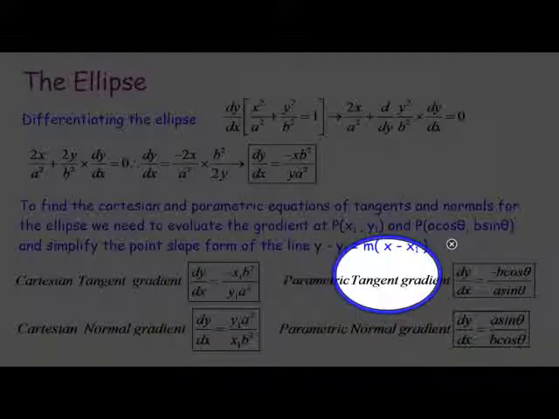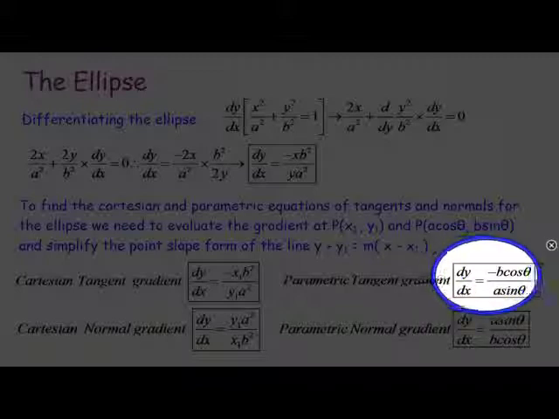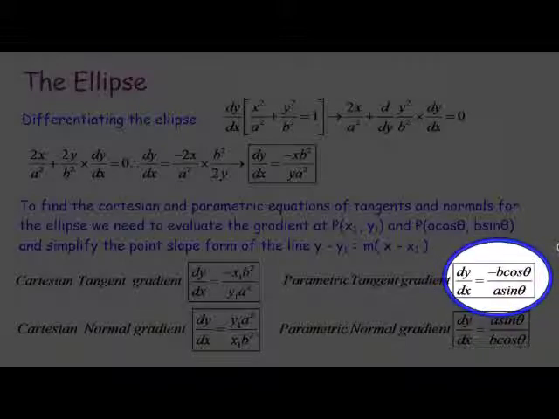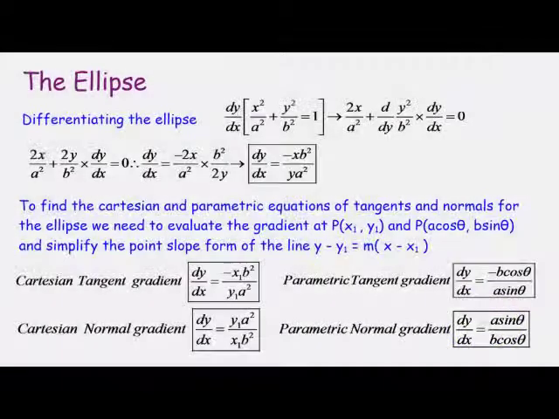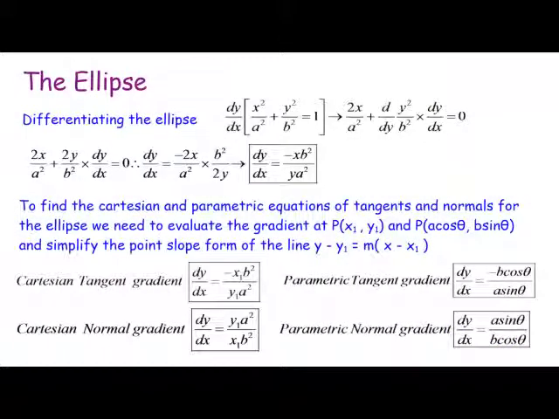If you go across to the parameter or parametric gradient, you can see here it is actually just substituting for x and y, a cos theta and b sin theta, and you can see here that the gradient for the parametric form is minus b cos theta on a sin theta, and obviously if you look down here you can see the normal's gradient is again the negative reciprocal. Not too bad. Now we have to start using these to get equations of tangents and normals and all sorts of things. So let's have a quick look.